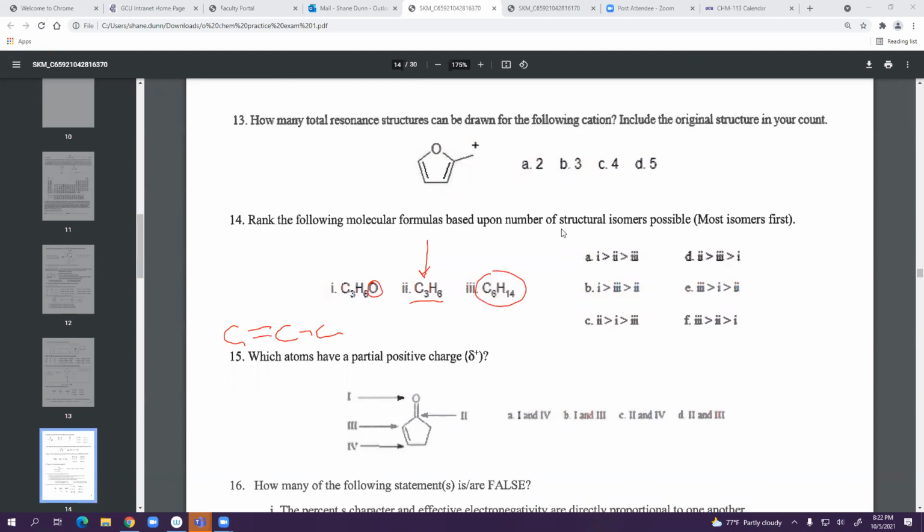This guy right here, tons of carbons, tons of hydrogens. I could make branches, I could make shapes. I could do a whole bunch of weird things with that one. That's the second most. So it should go 1, 3, 2. So 14 should be B. So you don't even have to draw it out. If you don't know, draw them out. But if you're gonna draw all of them out, save that, do that question last. Make sense? But there's a way of looking at it without drawing anything.